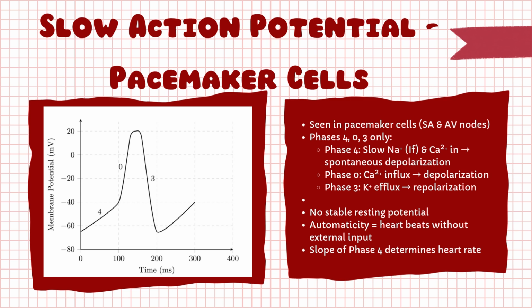Phase 3 is repolarization. Potassium channels open, and potassium leaves the cell, bringing the membrane potential back down to around -60 mV. Unlike contractile cells, pacemaker cells don't have a stable resting phase. As soon as one cycle ends, Phase 4 begins again, automatically. This property is called automaticity, and it's what allows the heart to beat without any external input. One final point: the steepness of Phase 4 determines how quickly these cells fire. A steeper slope means a faster heart rate.